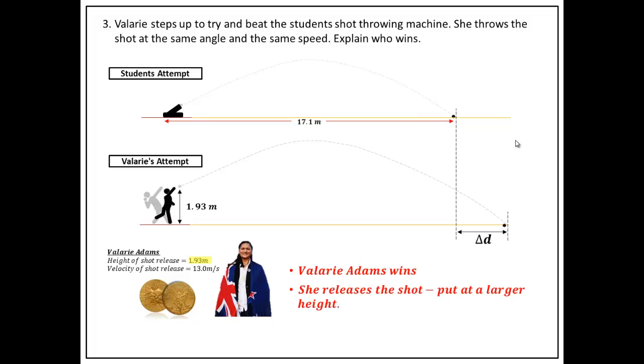But you would need to fully explain why that allows her to win, and that is that her shot is in the air for a longer time, and so can travel further with its constant horizontal component velocity.